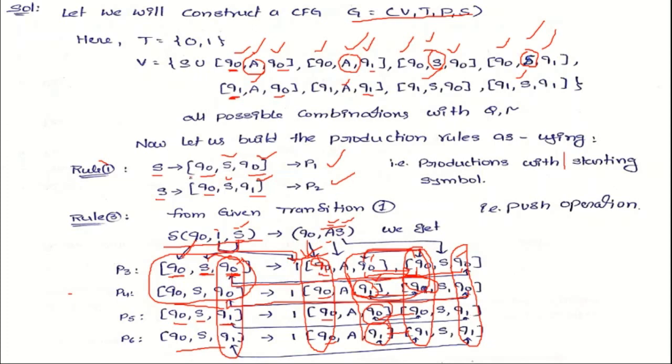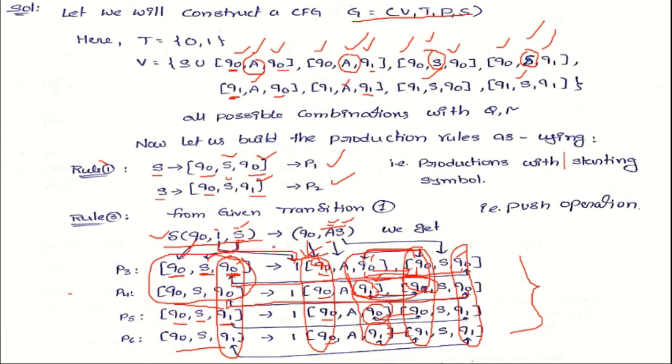So simply from this particular transition, delta of Q0 comma 1 comma S derives Q0 comma AS, we can write these four transitions. Already for the starting symbol we derived two production rules. From this stack operation we derive four production rules, totally 6 production rules till now.